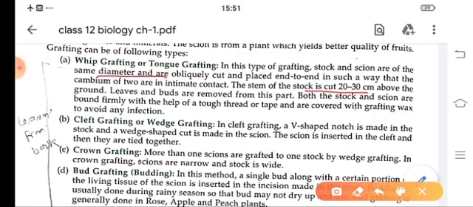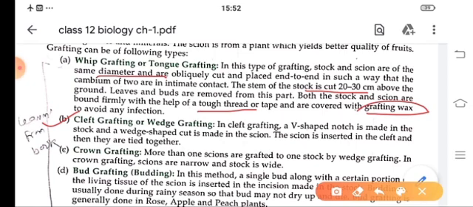Now leaves and buds are removed from this part, and both stalk and scion are bound firmly with the help of a tough thread or a tape, and again they are covered with grafting wax to avoid any infection like bacterial infection. Okay, then they are left as they are, and after some time roots arise and they develop into a new plant.